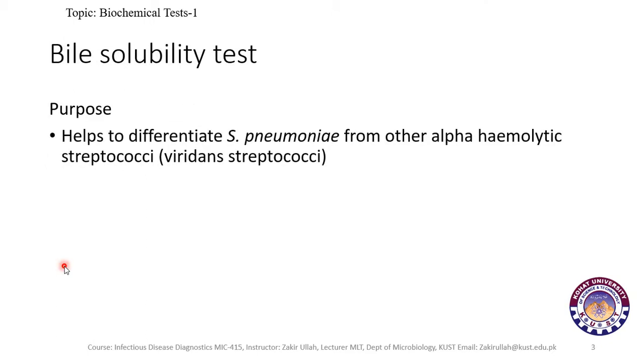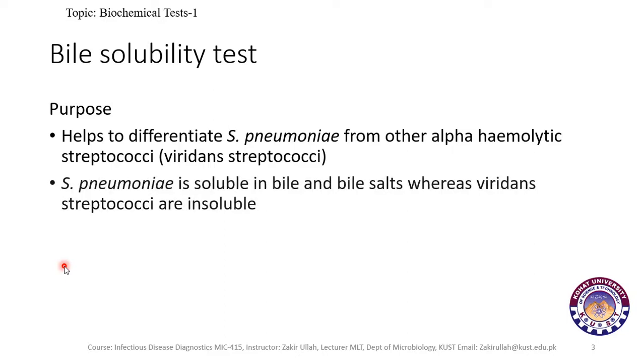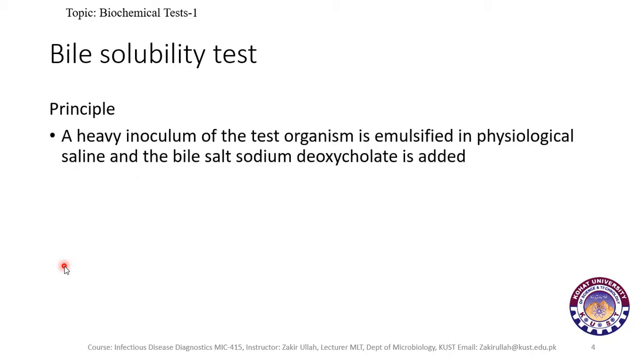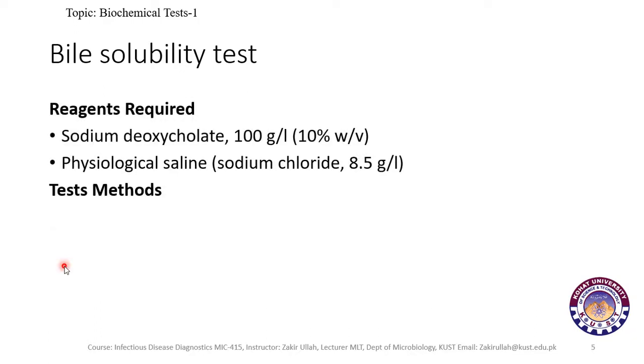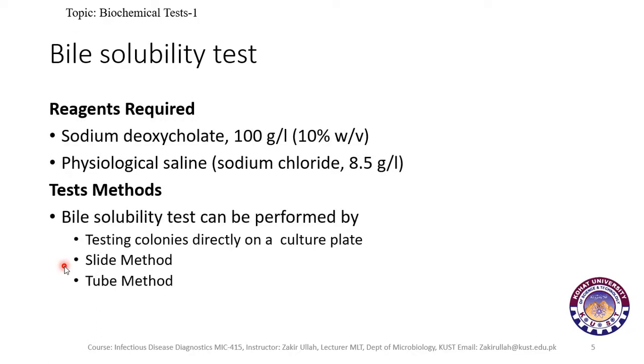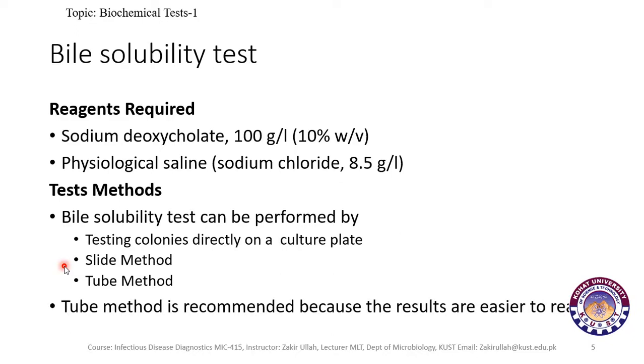Bile solubility is basically to differentiate the different types of gram positive cocci, Streptococcus pneumoniae, from the other types of streptococci, and this is performed on an agar to which the bile salt sodium deoxycholate is added. These are the requirements needed for the test, and it can be performed on the slide, on the tube, and directly on the culture plates.